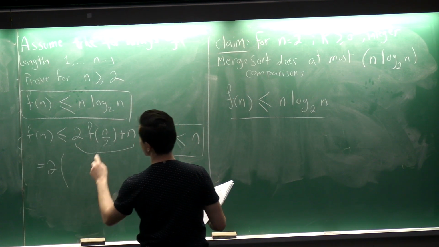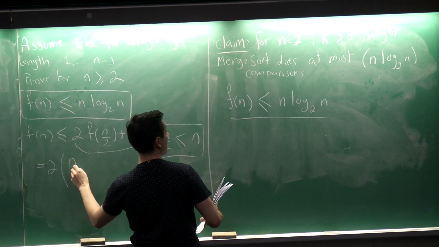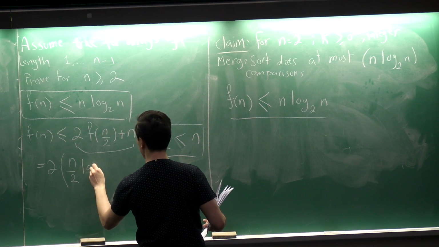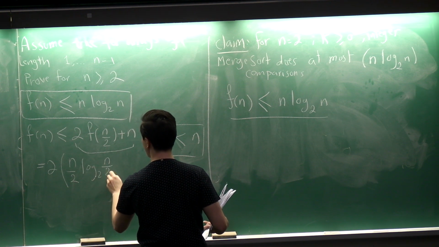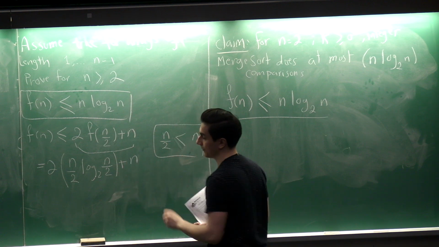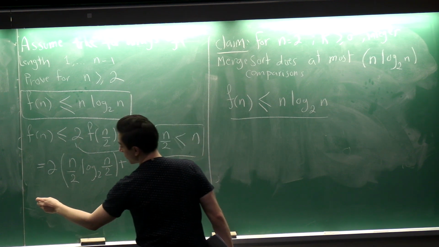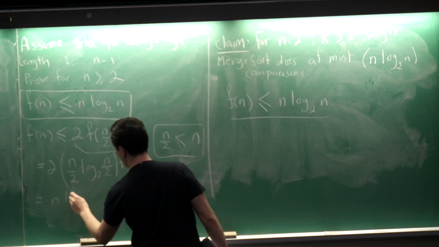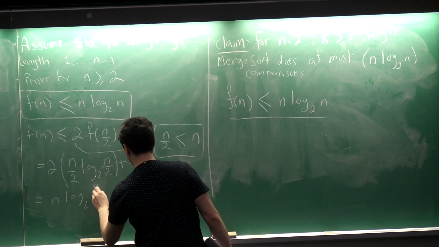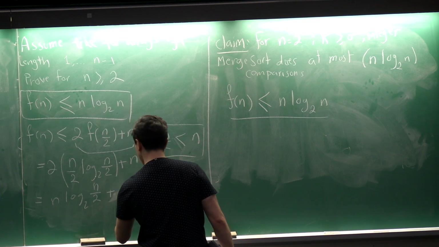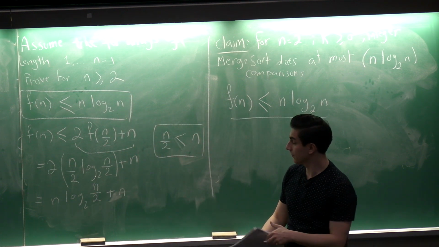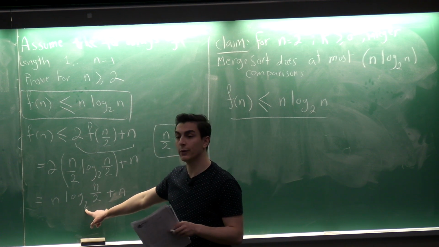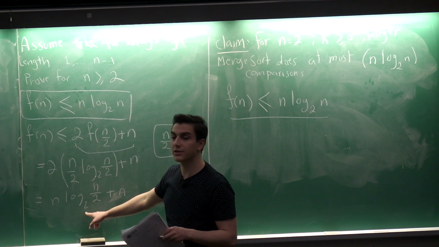So what we write is f(n/2) is going to be n over 2 log base 2 of n over 2 plus n. Okay? Which is equal to, this 2 will cancel with this 2. You can have n log base 2 of n over 2 plus n. But that's not what we're looking for, right? Anybody has an idea of what to do with this? Some properties of logarithms?